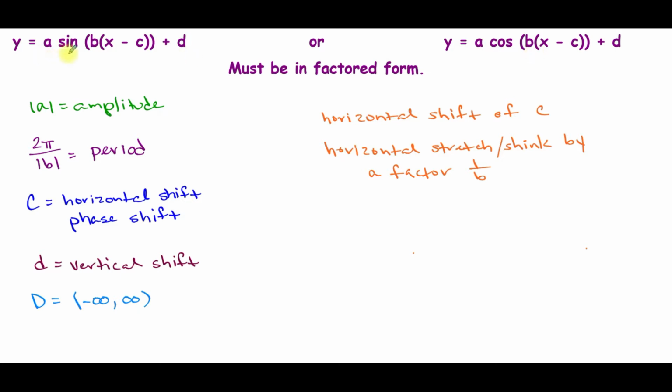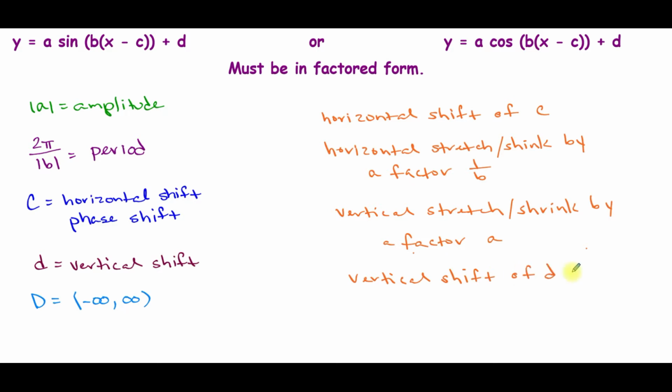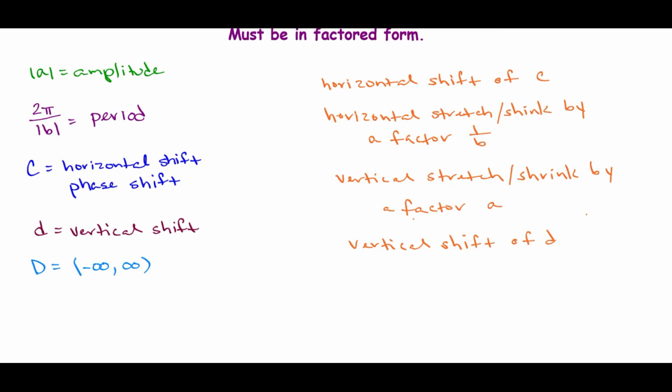Outside of the sine or the cosine, you have your a and your d. These are your vertical changes. So outside that, we would remember order of operations, multiply and divide before add and subtract. So now we're going to talk about a. So that's going to be my vertical stretch or shrink by a factor of a. So we don't change the vertical numbers, remember. And then lastly, we would have a vertical shift, so an up or down shift of d. So that would be my transformation in words.